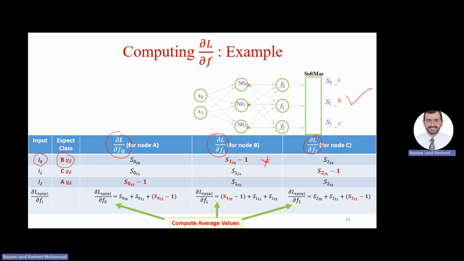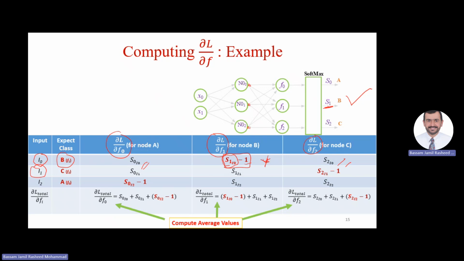So what is now ∂L/∂F1? S, which is this one here, minus 1. And the rest are just the S values. Again, why is this S minus 1 and the rest S's? Because it corresponds to the correct output. That's right. Okay, let's take another input I1.